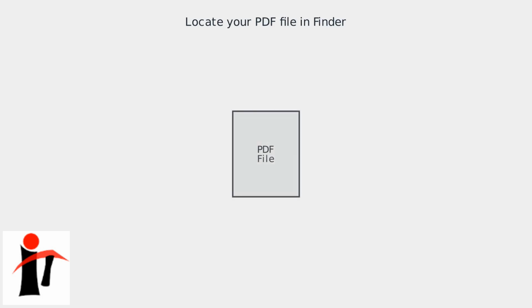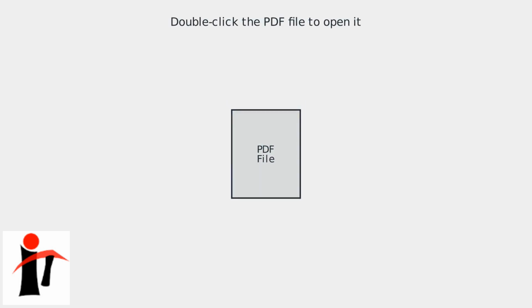First, locate your PDF file. You can find it in Finder by navigating to where you saved it. You can open it by double-clicking the file. If Preview is set as your default PDF viewer, it will open automatically.